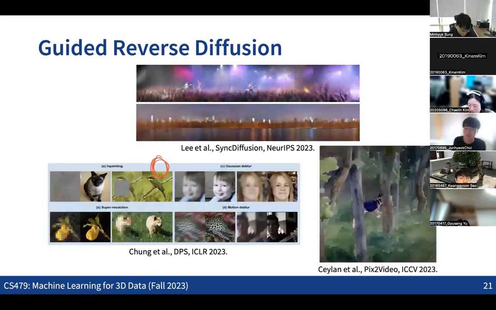Yeah, so I just wanted to quickly go over some of the basic ideas in terms of how we can apply unconditional diffusion models to conditional cases. And these are some of the examples where we can directly apply unconditional models to some conditional cases.